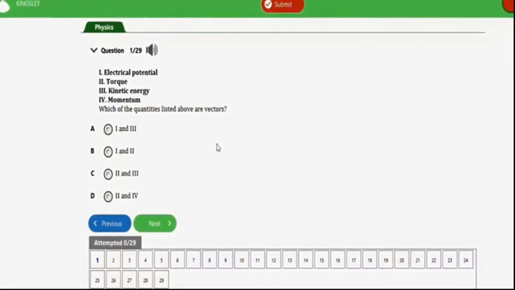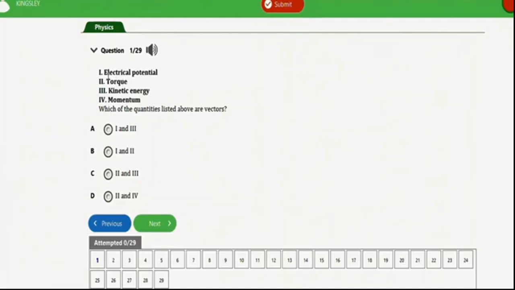In this video, we are going to learn how to solve these physics repeated questions under scalars and vectors. We are going to practice with 22 repeated questions for this topic. So let's get started. The first one I have here says, which of the following quantities listed above are vectors?